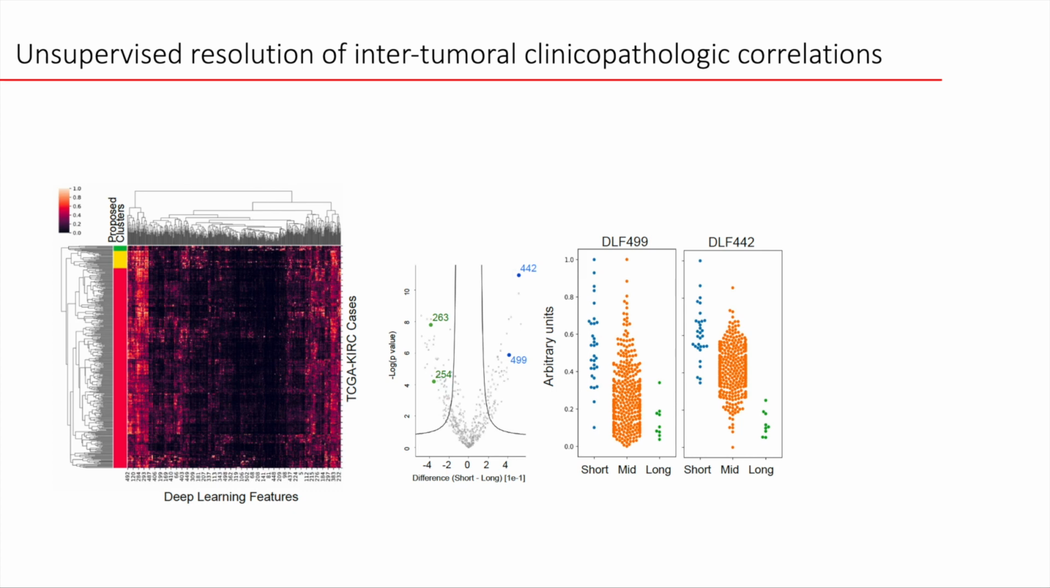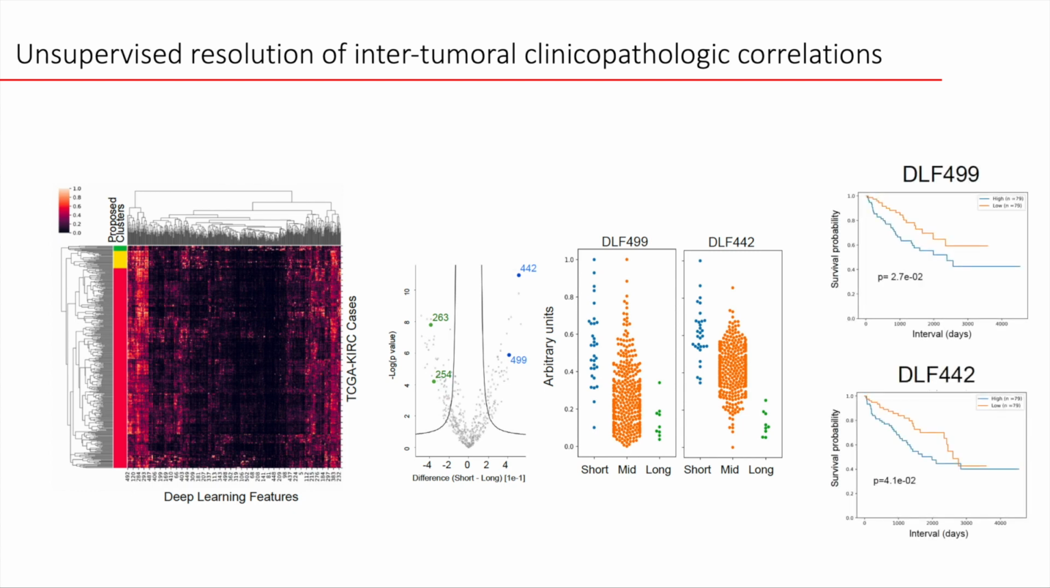So you can see here are the histogram distributions of 499 and 442, and you can see, as expected, they are increased in the short and depleted in the long group. So we wanted to see if, given the heterogeneity found in the intermediate prognostic survival group, we could group them based on high and low level expressions. And what you can see here, the 79 highest and 79 lowest patients from this entire cohort, both for 499 and 442, maintain that aggressive phenotype.